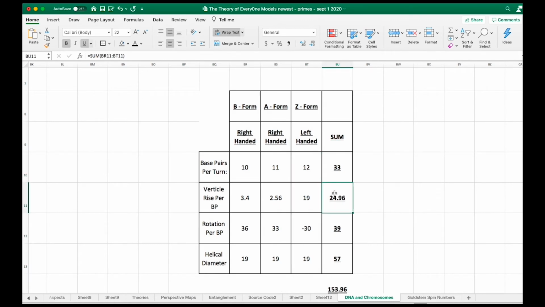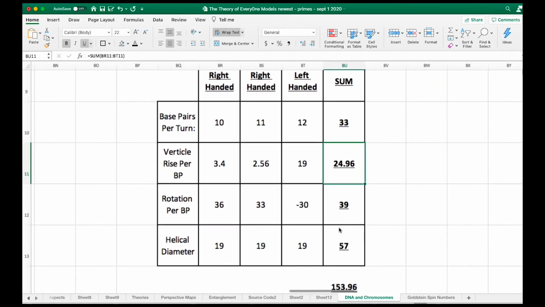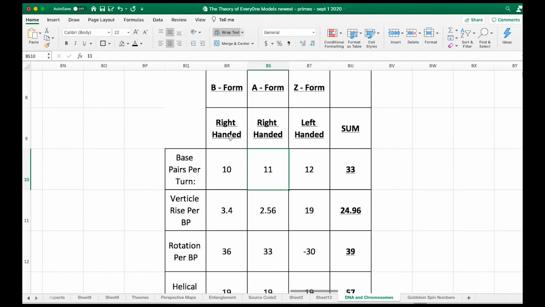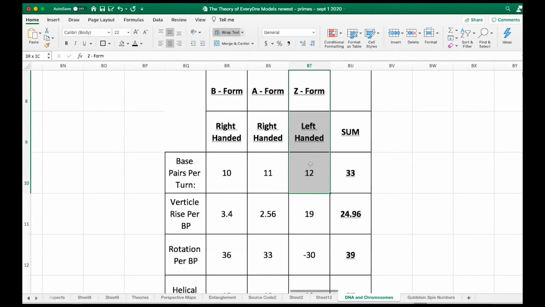But what's interesting is that you get 24.96. That's somewhat interesting, but I'm not going to claim to understand it. But what you do see is that the base pairs per turn is 33. You get 10 right-handed from the B form, 11 right-handed from the A form, and 12 left-handed from the Z form. This is essentially like the weak force almost. It's the opposing force that allows this force to even grab, I guess, or move.